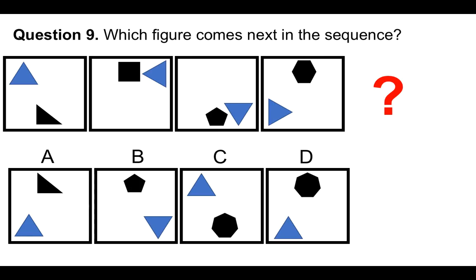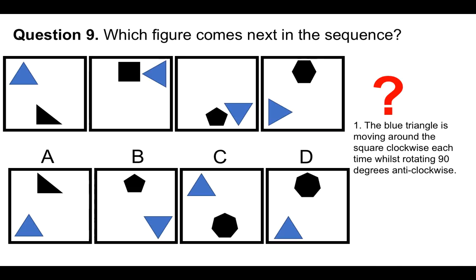So if we look at this sequence, we'll see there, number 1, the blue triangle is moving around the square clockwise each time, whilst also rotating 90 degrees anti-clockwise. So if we look at the first one in the top left, it then moves clockwise one place, but it also rotates 90 degrees anti-clockwise. It then moves round again to the bottom right and then to the bottom left.